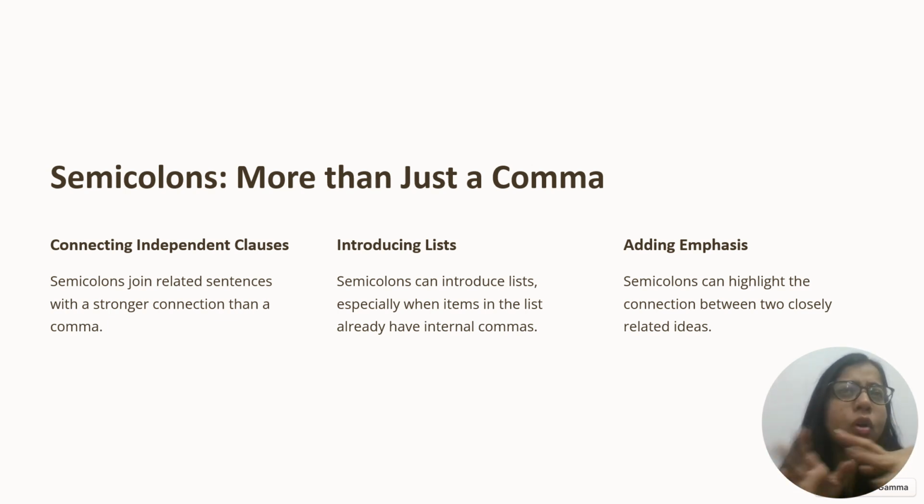Okay, if we put a comma, that just means we are taking a pause. We are not showing connection, we are taking only a pause. But if we write a semicolon, it means that we are emphasizing both the clauses, that they are one idea only. Okay, so we studied that a semicolon is used to connect independent clauses, for introducing a list, and for adding emphasis.